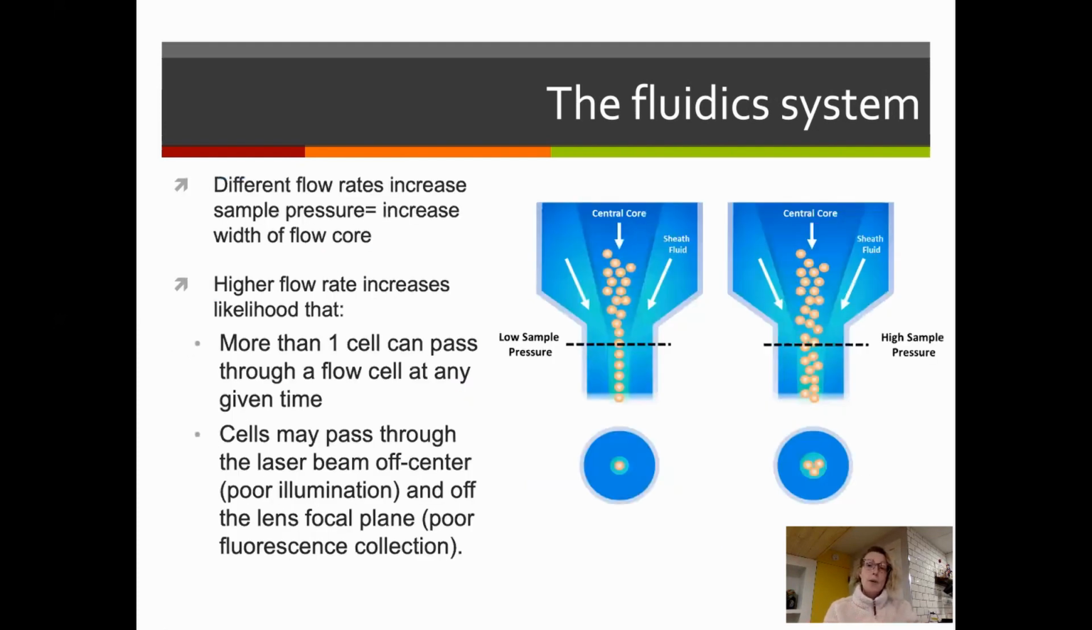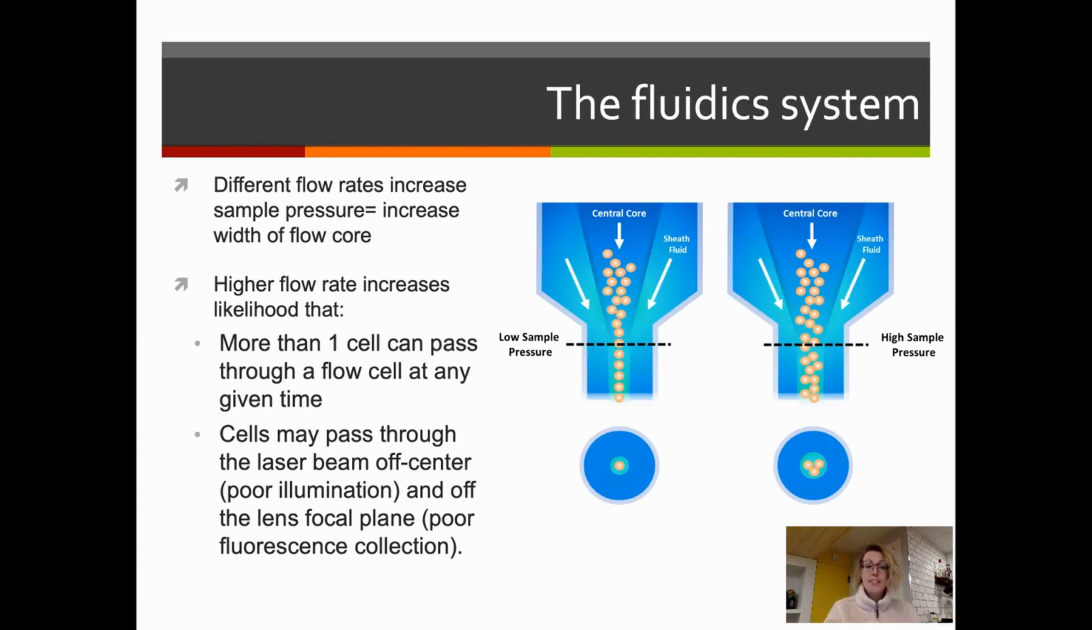So on a flow cytometer, we have different flow rates. We can run a machine on, say, low, medium, or high, or sometimes you can choose the exact speed. What happens here is when we change the flow rate, we change the amount of pressure on the sample. So how much sample we're pushing through a machine at once. As we push a sample through a machine more quickly, over on this side, you can see our core stream has widened. So it is exerting more pressure onto the sheath fluid. And so this runs our sample through the machine more quickly, but also increases the chance that more than one cell will pass through the flow cell at any given time.